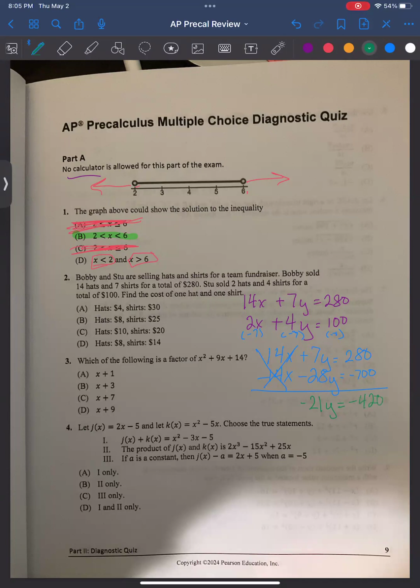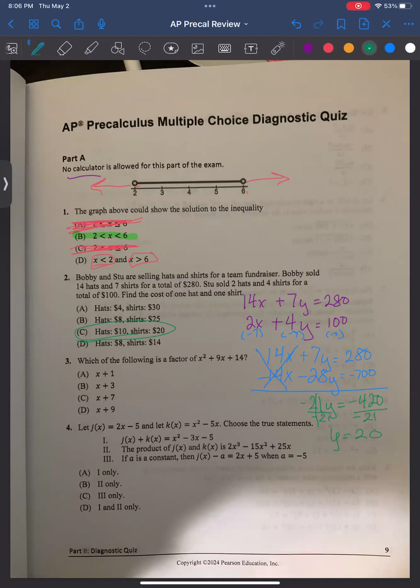Negative 420, divide by negative 21, and y equals 20. So each shirt costs $20. Well, this is just stupid, because obviously it's going to be C. That's the only one that has the shirts costing $20.